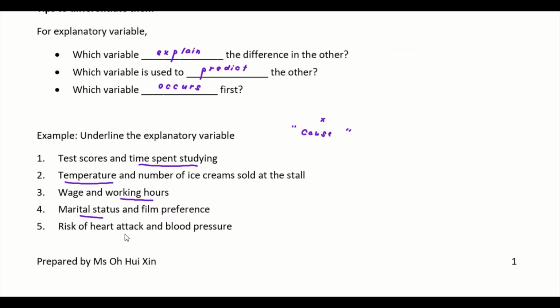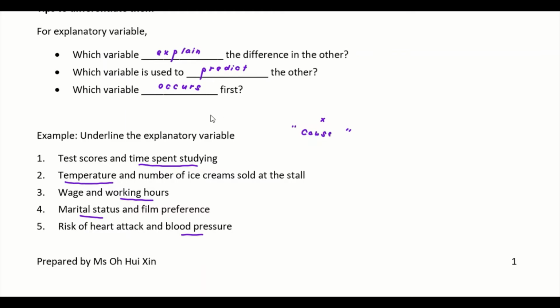Okay, so risk of heart attack and also blood pressure. You see, this is one that you can do the other way around as well. By looking at your risk, I can predict your blood pressure. You can say something like that. But ultimately, we actually have the blood pressure first. Because your blood pressure is high or low, that's going to explain the difference in your risk of heart attack.